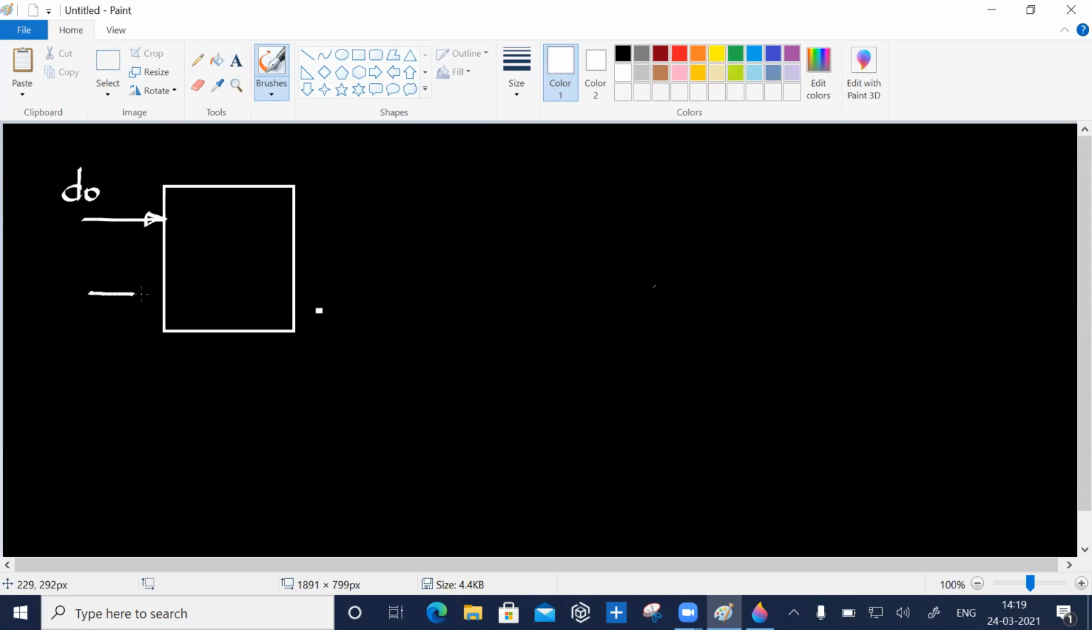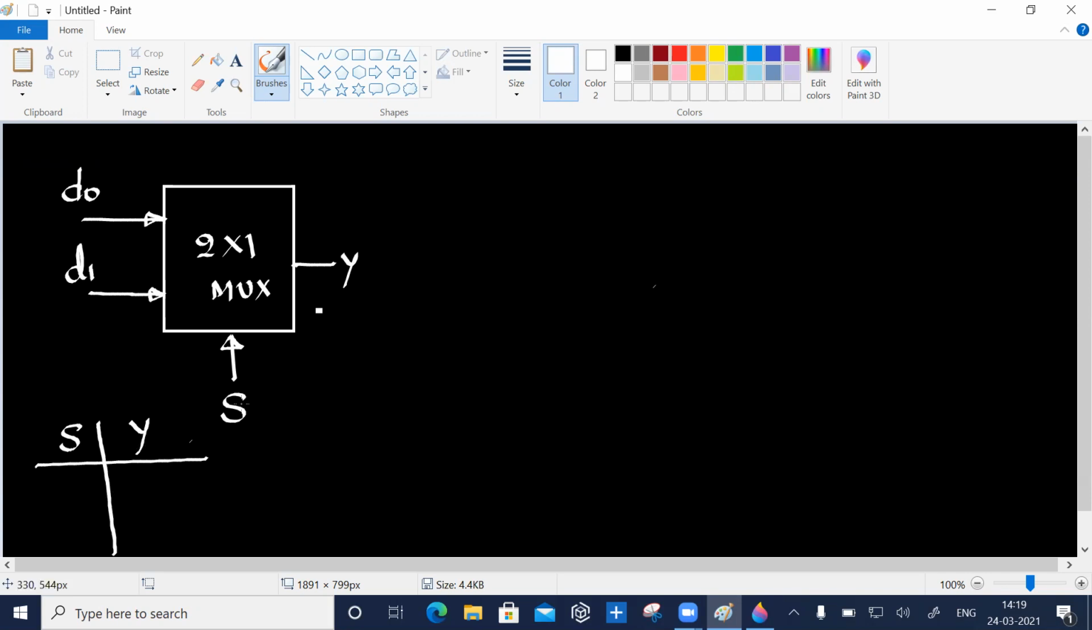Sometimes I would take I naught, sometimes D naught, but that depends. So I have two inputs, a 2 power 2 by 1 mux, and a single output, let me call it Y. What you do is you have a select line, and you have the output. Now I have two possibilities for this select input: one is 0, the other is 1.